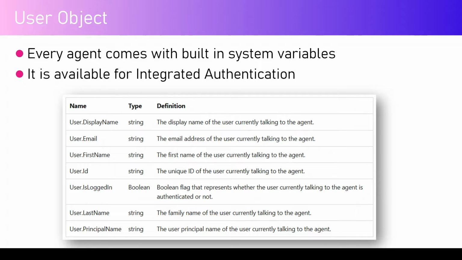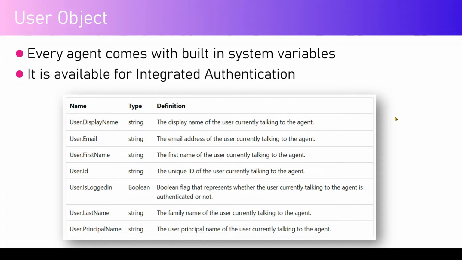In the previous video, we saw how we can extract various bot properties like the bot ID, tenant ID, schema name, bot name, and environment ID. Similarly, for the user object, we can extract information like the user display name, email, first name, last name, ID, whether the user is logged in, and the user principal name. Remember, this is available for integrated authentication, so you need to set the authentication first, and based on the authentication parameters and the verification of the user, once the user is logged in, you will be able to extract these properties.